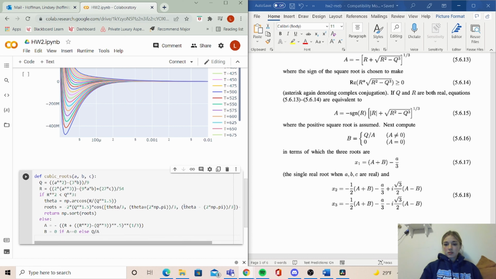So now the thing we're trying to return is the root here of our x1, A plus B minus a over 3. And again, we're just not going to worry about our imaginary numbers right now. So for our return, instead of writing x1, I'm just going to write the equation. So we have A plus B minus little a over 3.